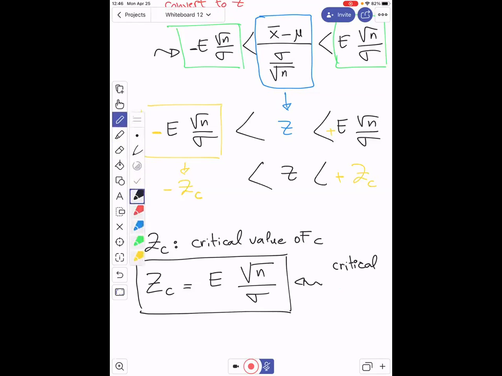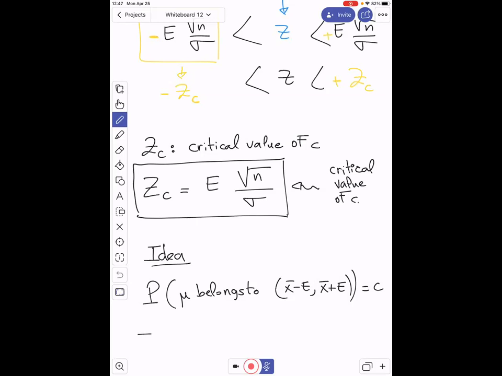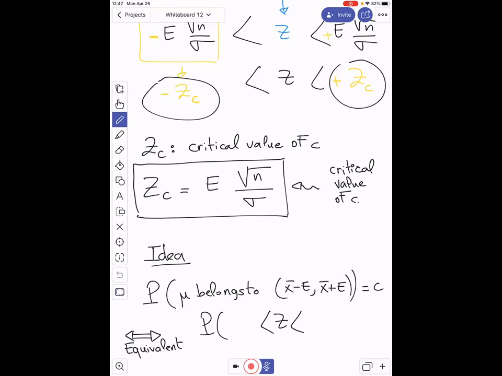So in other words, guys, what we are saying here is about the critical value of C. Let me just give you the idea. The idea is that the probability that mu belongs to the interval X bar minus E, X bar plus E, you want this to be equal to this confidence level C, right? This is equivalent to saying that the probability that your variable Z is between minus the critical value of C and plus the critical value of C.